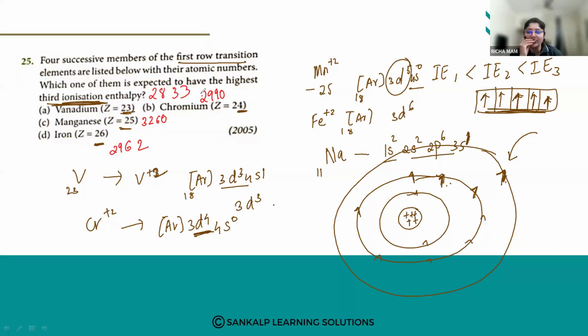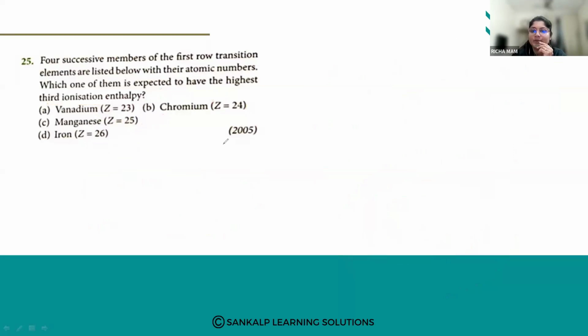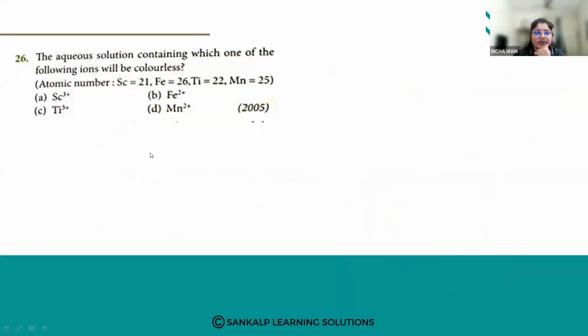So when we see the ionization enthalpy, it is nothing but the minimum amount of energy which is required to remove the electron from an isolated atom. I hope it is clear. Okay, we have already seen such questions.